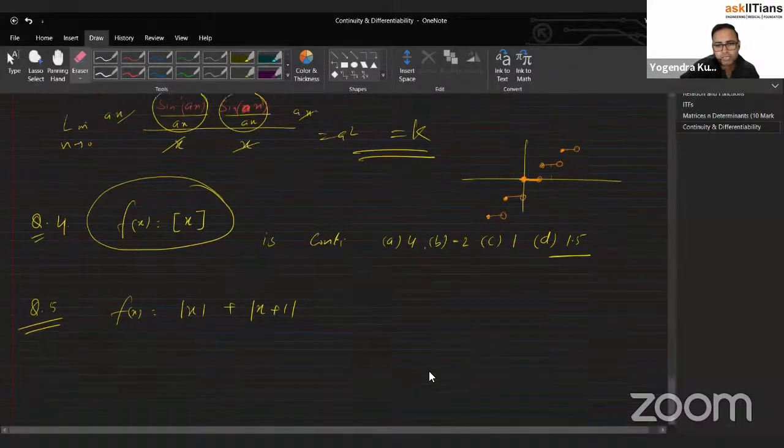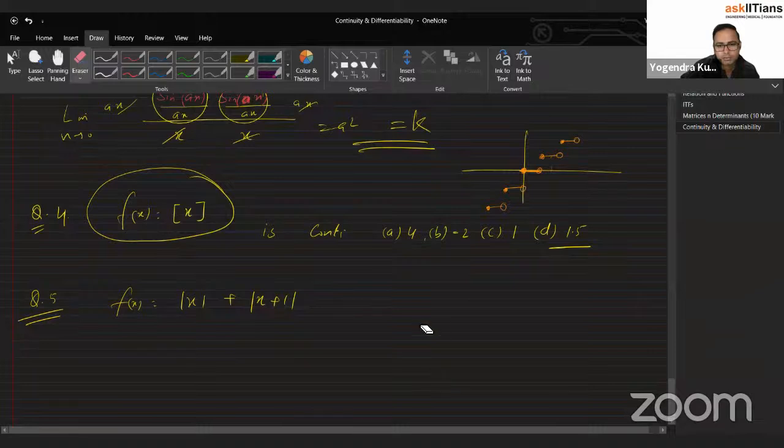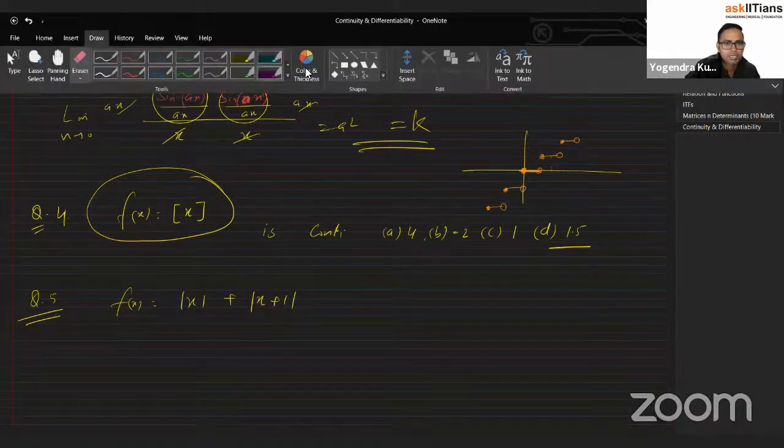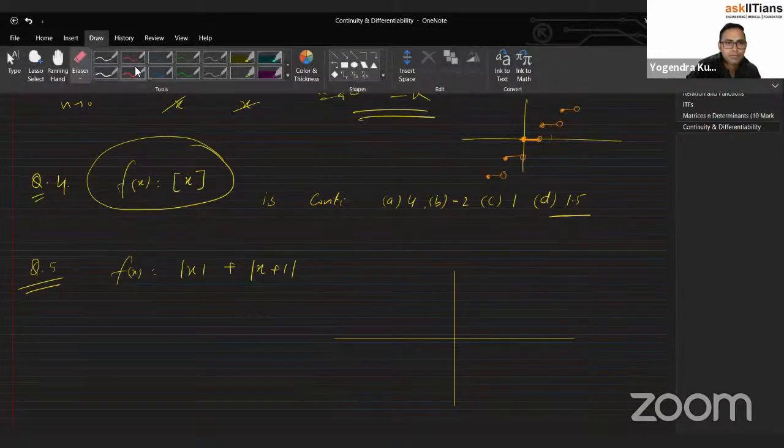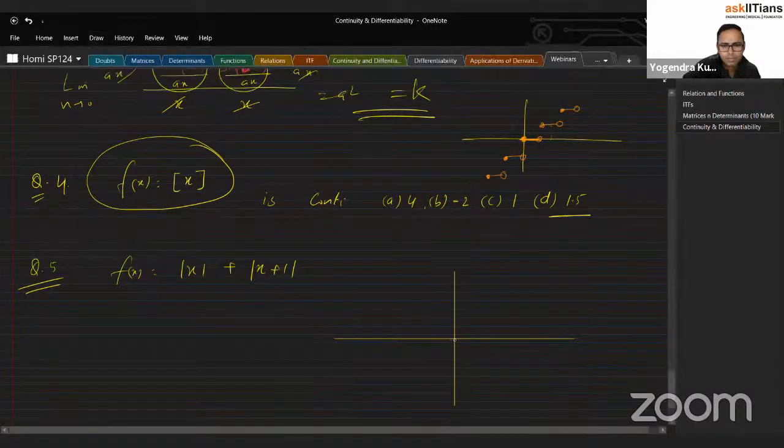We should also understand how to make graphs very fast. Sometimes they can ask a question, for example, where it is equal to 5. So I hope everyone knows how to graph it faster. At 0, what is the value we are getting? 1. At -1, what is the value? Also 1. So join it.